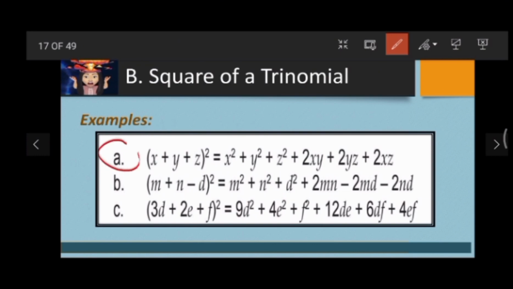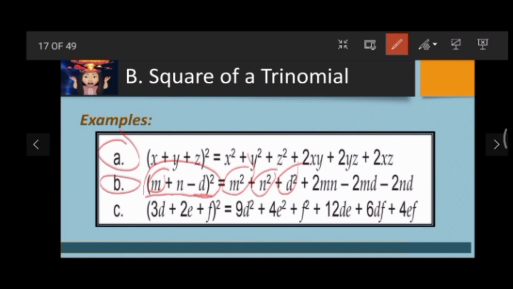Since letter A is the example given in the previous slide, we will have letter B, which is m plus n minus d squared. So first, we need to square the first term, which is m squared, since m is our first term. And next, our second term, which is n, so n squared. And our last term, which is negative d, so we have d squared.